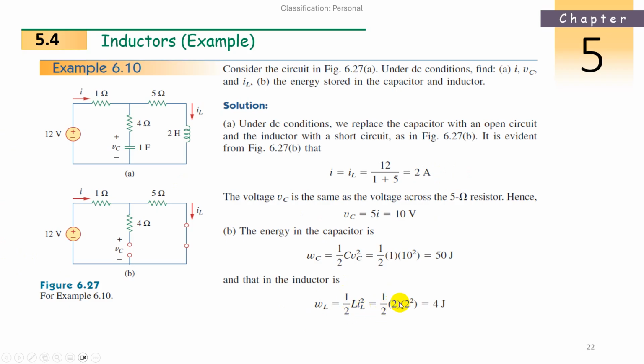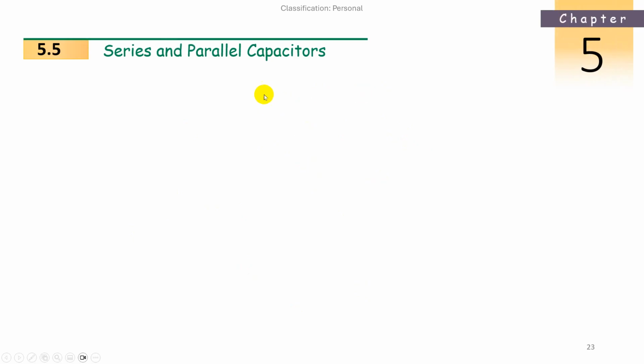Half inductance is 2 and current is 2, whole square. That is 4 times 2 by 2, 4 joules. So like this we have to find the inductance and capacitance energy stored. Now, last topic: series and parallel combination of inductance and inductance.